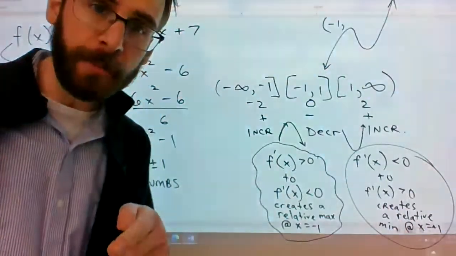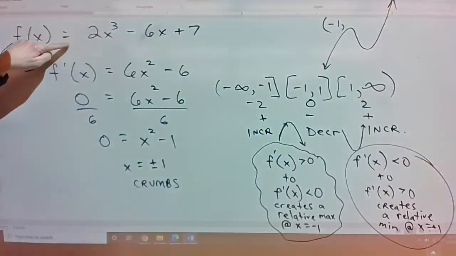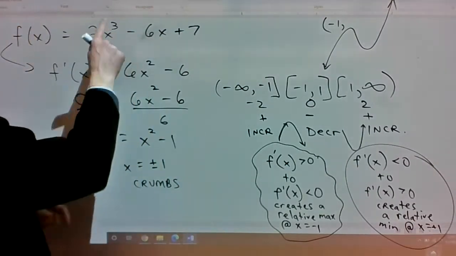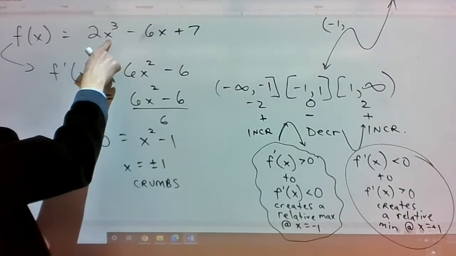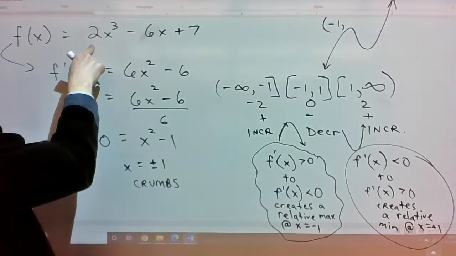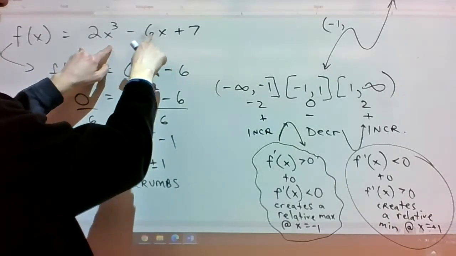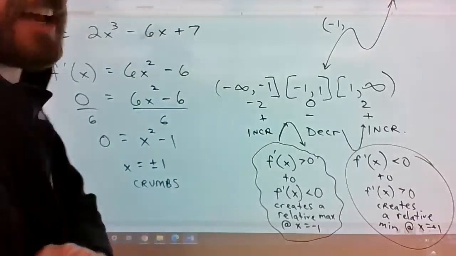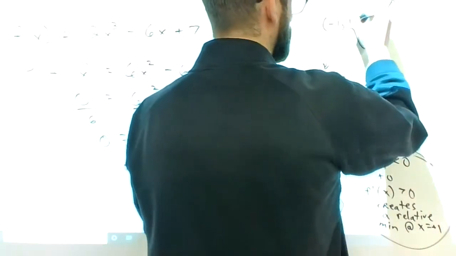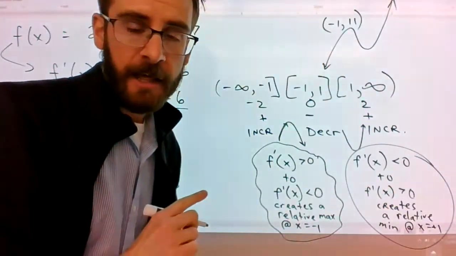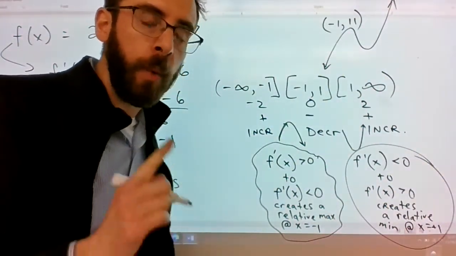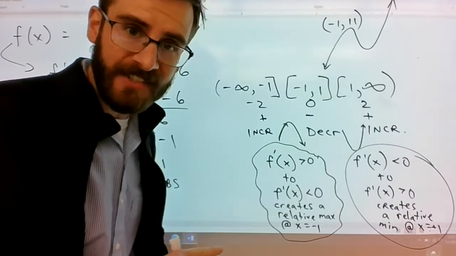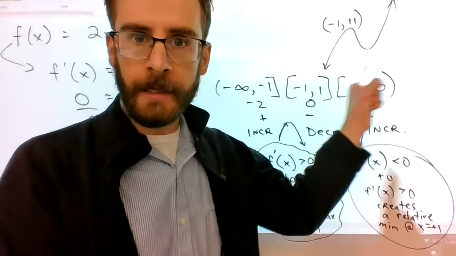And we can actually determine the y value very easily by plugging into f of x. So, you know what? Let's do that right now. -1 cubed is -1 times 2, -2. -1 times -6 is +6. -2 plus 6 is 4. 4 plus 7, 11. That's literally the point where our maximum value exists. Our relative max is -1, comma 11.